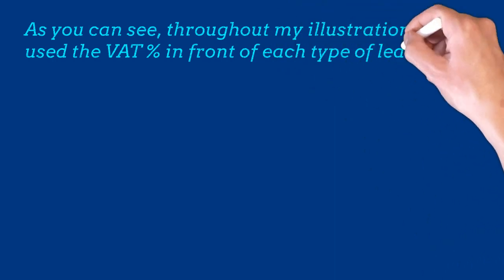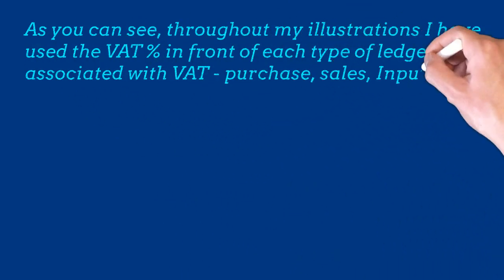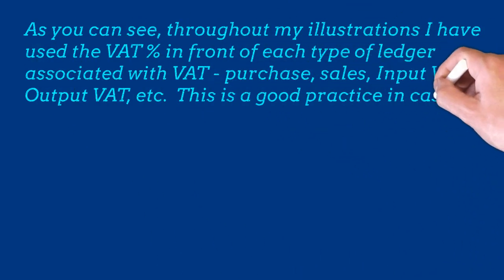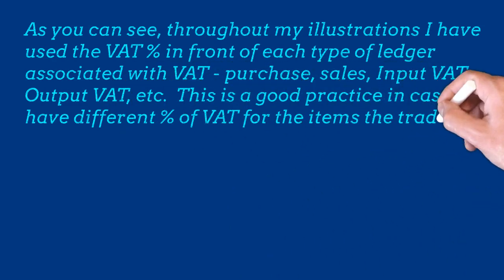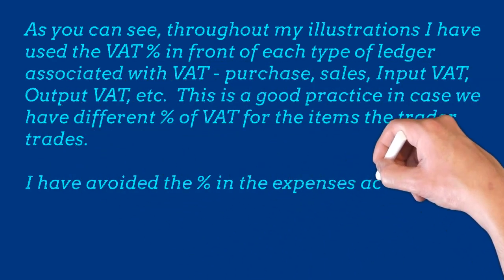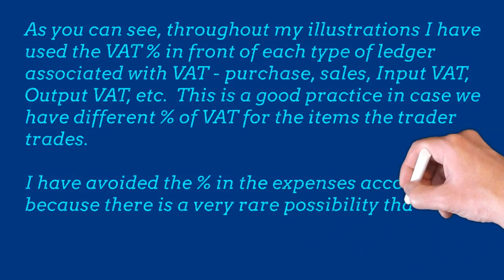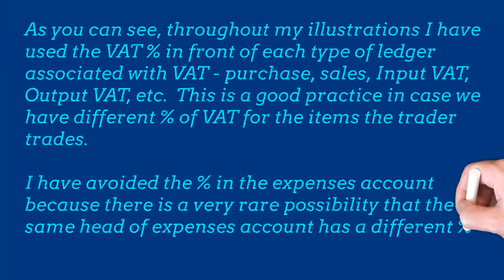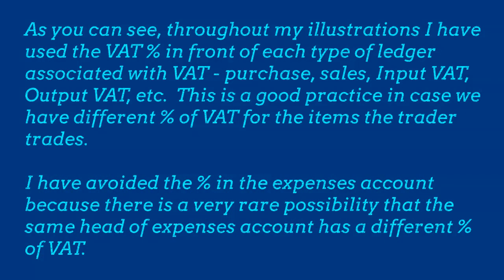As you can see, throughout my illustrations, I have used the VAT percentage in front of each type of ledger associated with VAT: purchases, sales, input VAT, output VAT, etc. This is a good practice in case we have different percentages of VAT for the items the trader trades. I have avoided the percentages in the expenses account because there is a very rare possibility that the same head of expense account will have a different percentage of VAT.